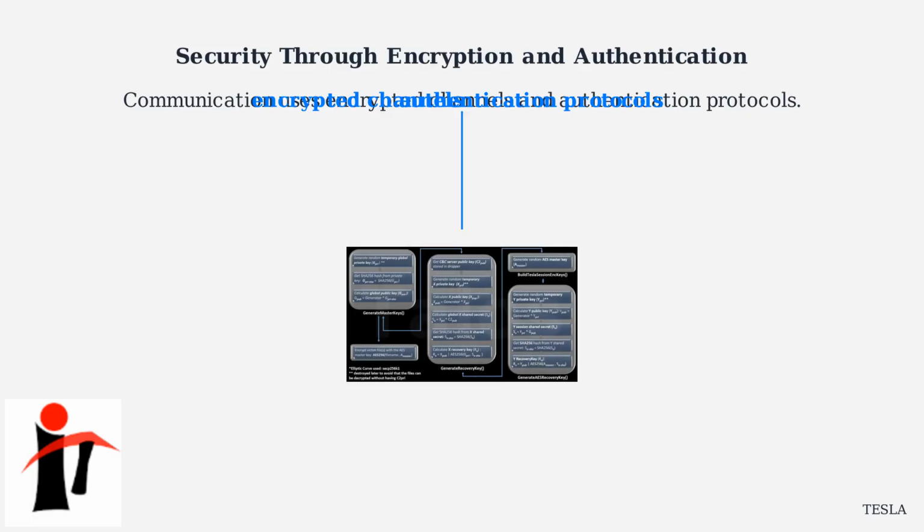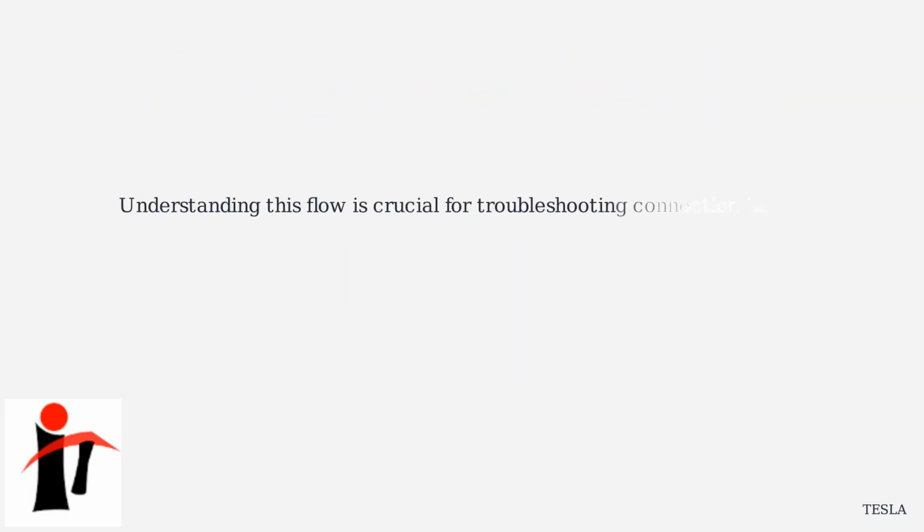This flowchart shows how Tesla implements multiple layers of encryption, including AES-256 and key generation processes, to secure all remote communications. Having this foundational knowledge of Tesla's ecosystem helps you identify where connection problems might occur, whether it's the app, servers, vehicle's internet connection, or security protocols, making troubleshooting much more effective.